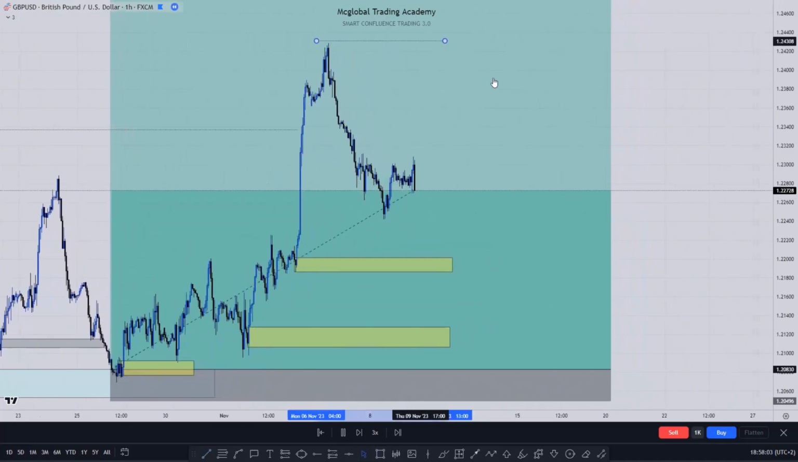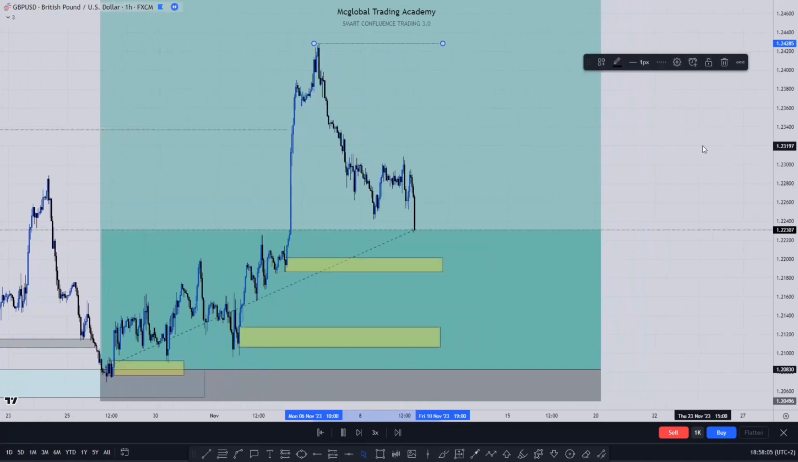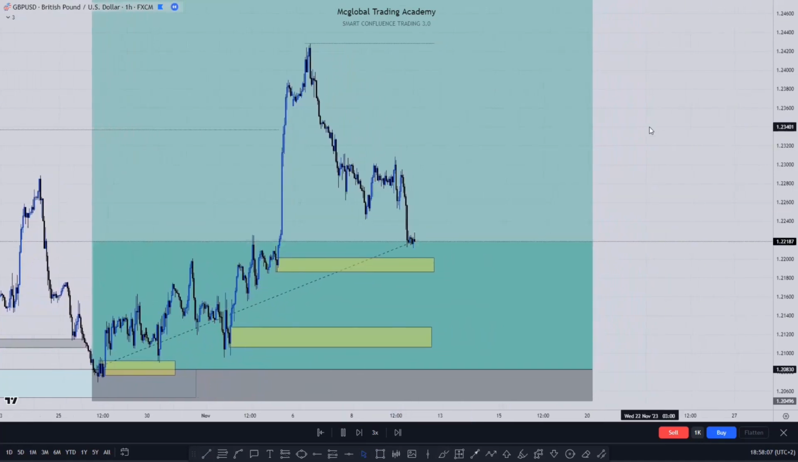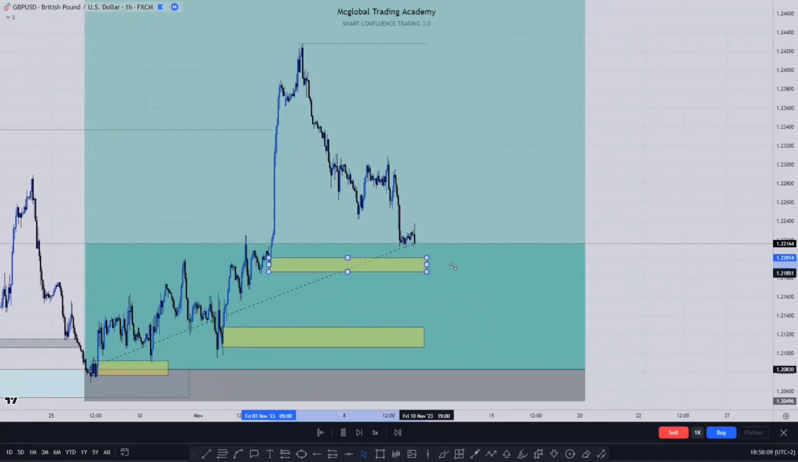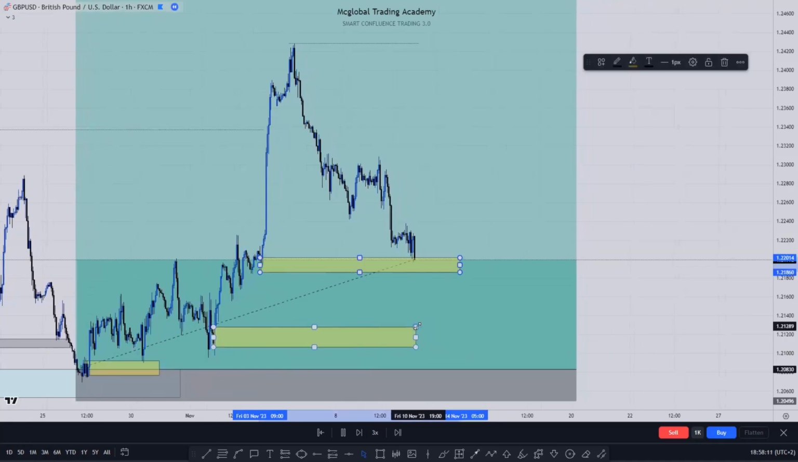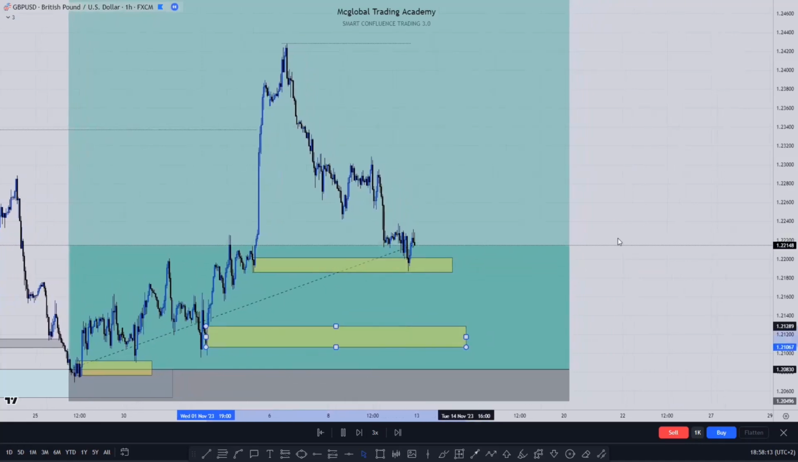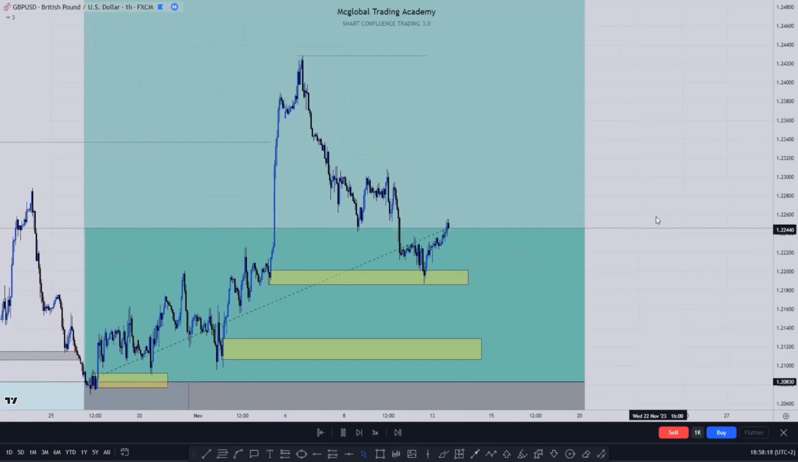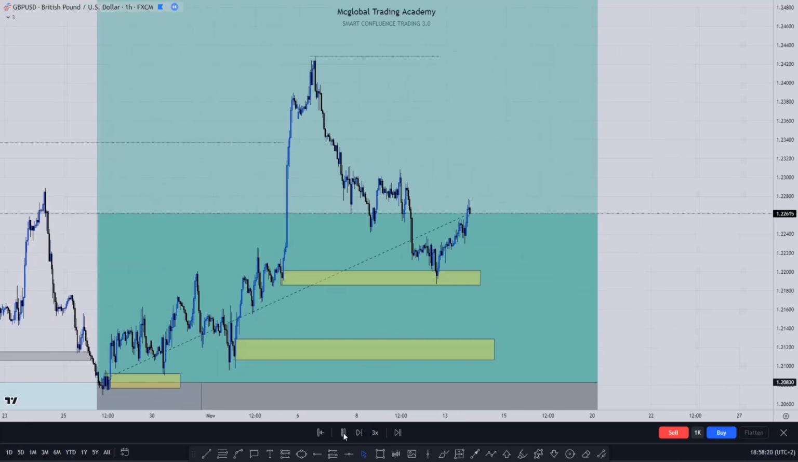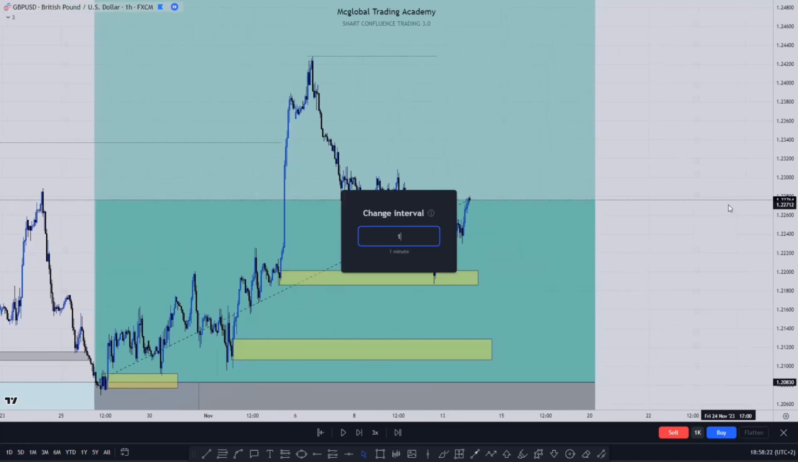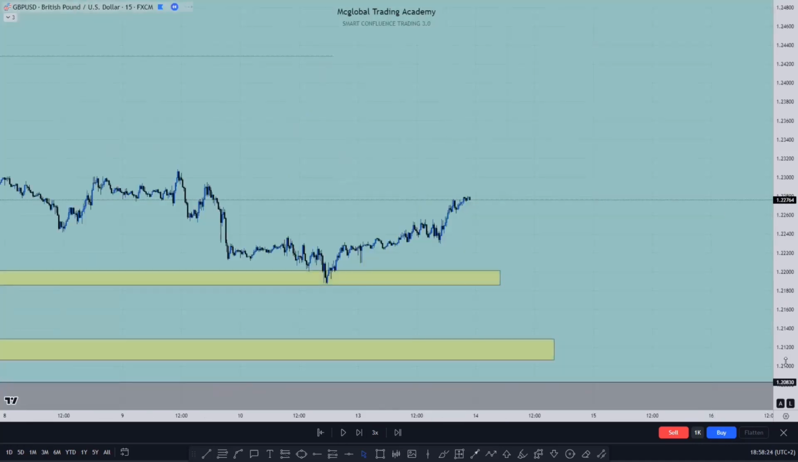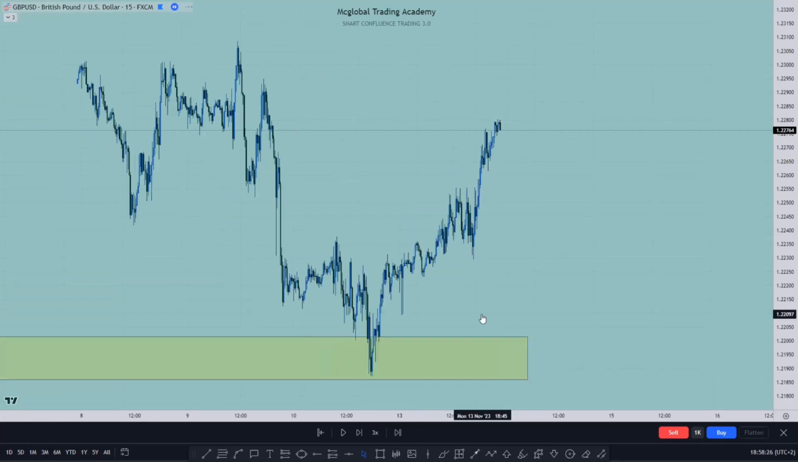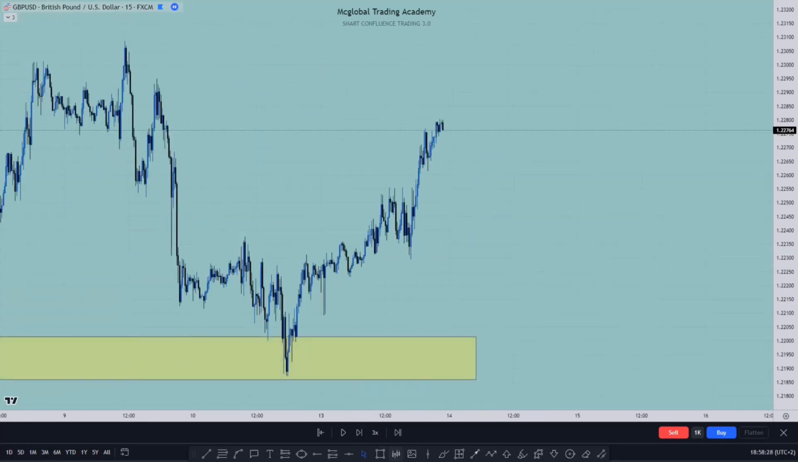So after breaking structure, they gave you a pullback again. And these pullbacks, they happen into specific zones. They don't just pull back anywhere. They pull back into specific zones. So right here, after pulling back like that, remember what I said, that once they tap into a zone, all you now need is a 15-minute time frame confirmation.